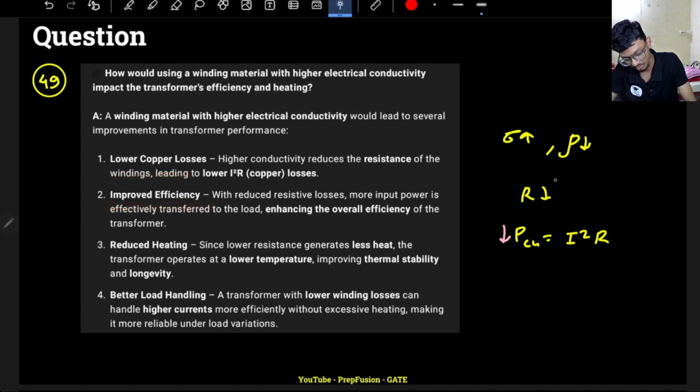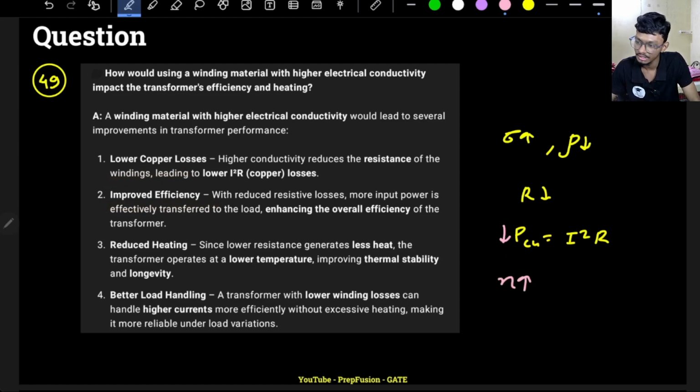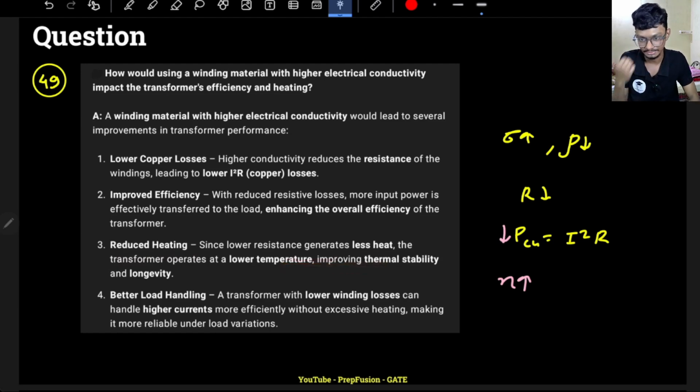Improved efficiency: if copper loss reduces, automatically efficiency will increase, because losses have reduced. There will be reduced heating, it will heat up less, so thermal stability will be there, because of course copper loss generates heat. Better load handling: a transformer with lower winding losses can handle higher currents more efficiently without excessive heating. Because if copper loss is high, at higher loads I square R will be very high, that will cause huge heating, that can cause problems.